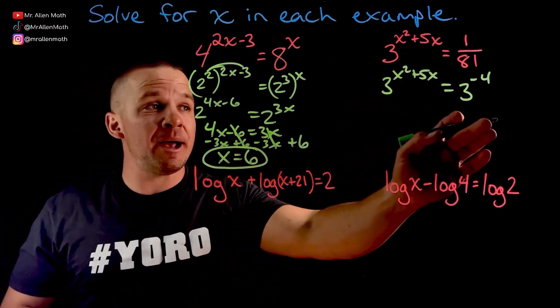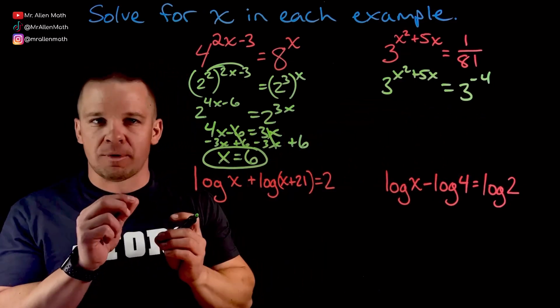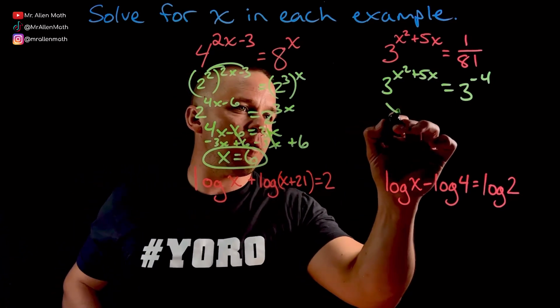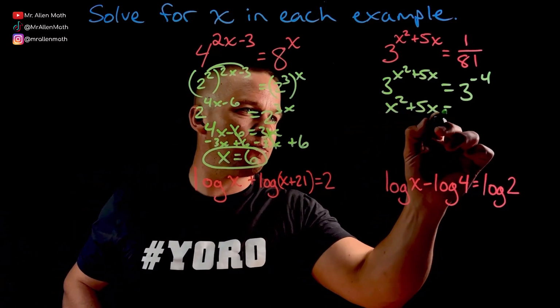Now I have like bases. I can set my exponents equal. Drop it like it's hot. All right, we got x squared plus 5x equals negative 4.